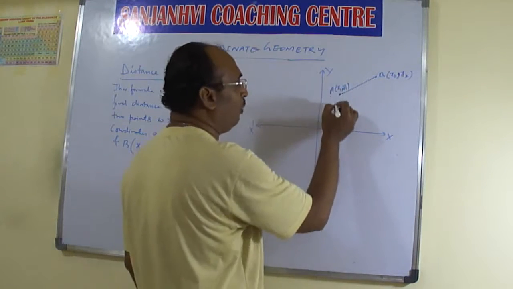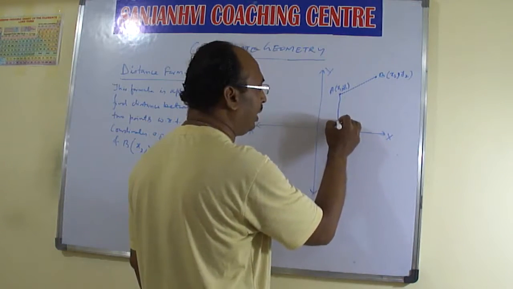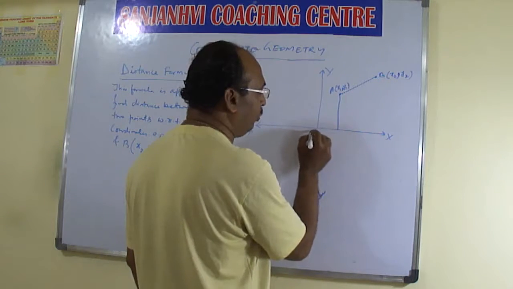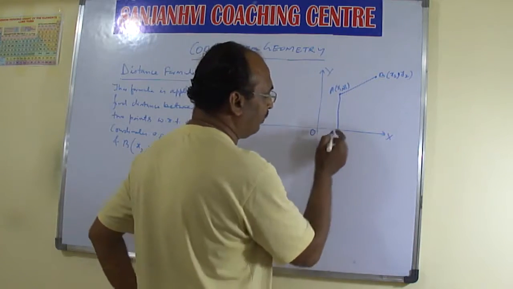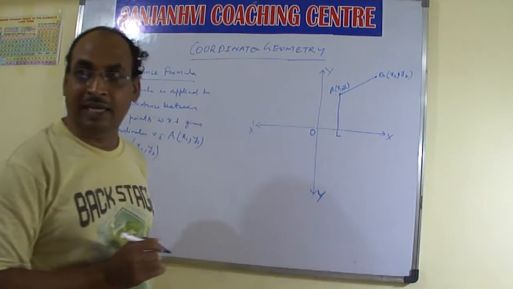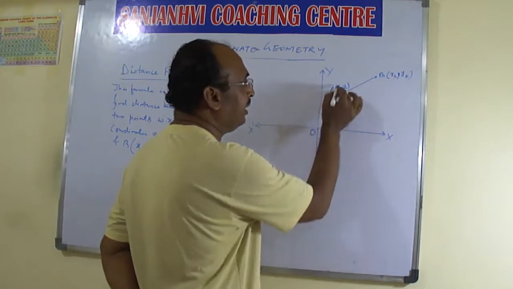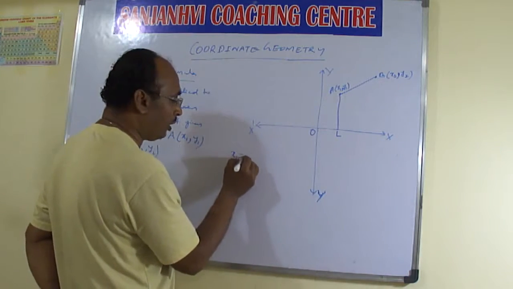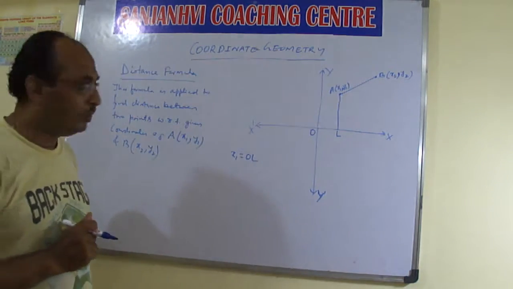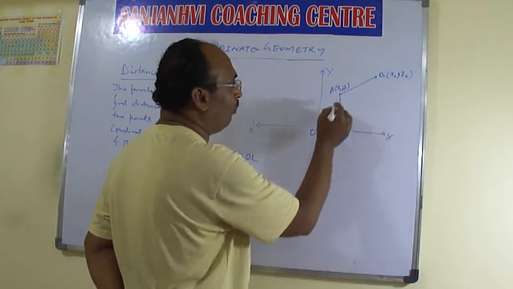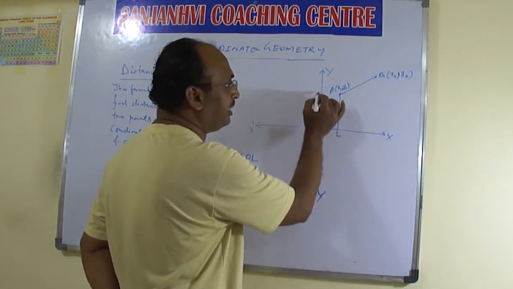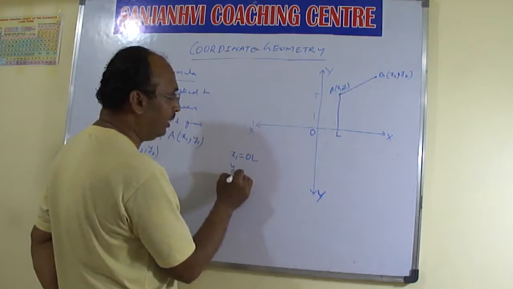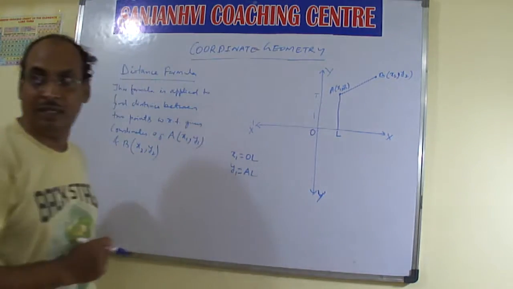Now this point x1 y1 means what? Suppose you are drawing a perpendicular here. This is O, the origin. Suppose you take this point as L. OL is x1. It means x1 is OL. Now y1 is what? AL. This distance is y1. So you can say y1 is equal to AL.